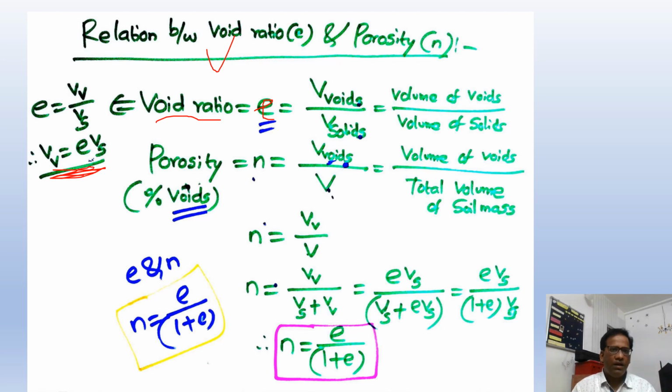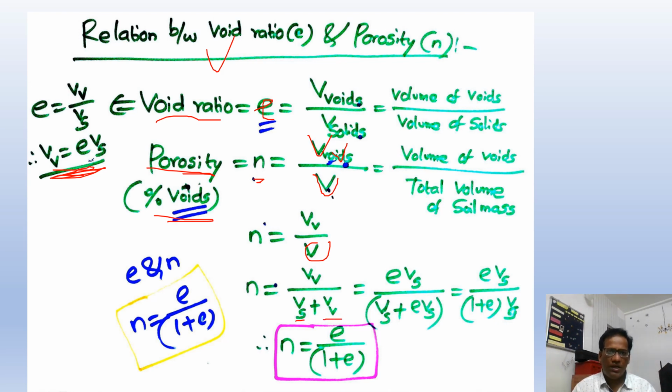Now, before we discuss porosity, let me show you this diagram once again. N is equal to VV by V. N means porosity. In fact, porosity is rightly said to be percentage voids. So within total volume, how much space is occupied by voids. Now VV by V. Let us elaborate what V is. Many of us know the volume of soil is equal to volume of solids plus voids.